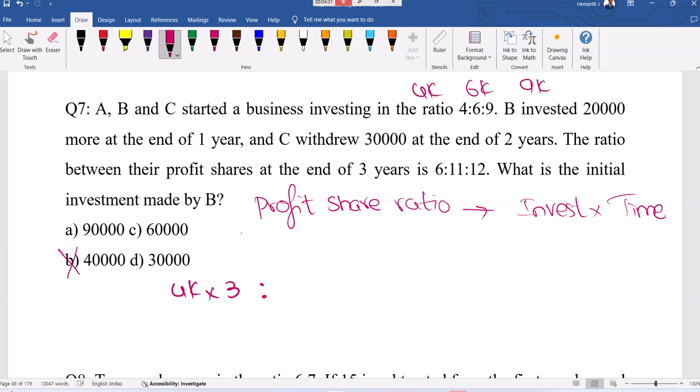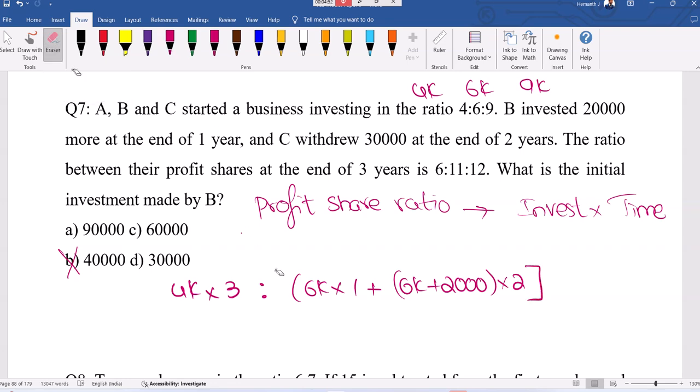What about B? B investment first 1 year 6K, then 20,000 added at the end of 1 year, which means for 2 years 20,000 extra. So 6K plus 20,000 into 2. Guys, see this carefully. 6K plus 20,000, not 2020, into 2, because still 2 more years remain, total 3 years.